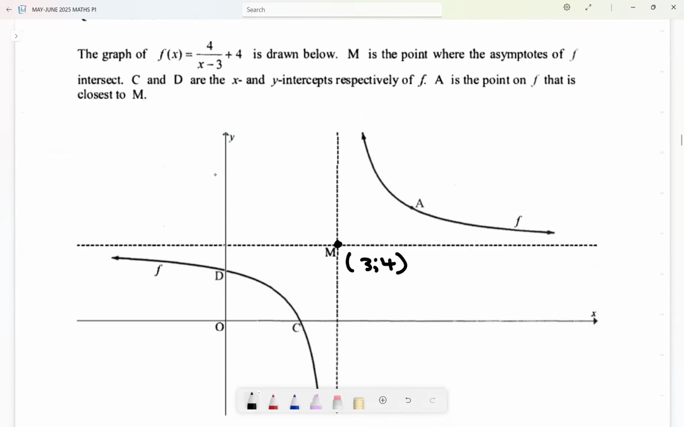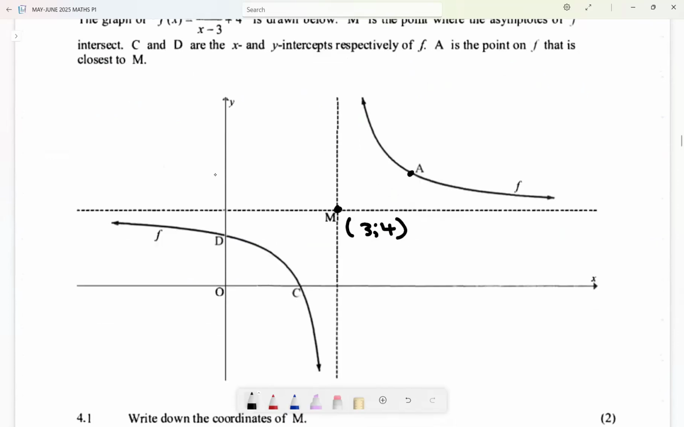I'm just collecting what I have. And then C and D are x and y intercept respectively, okay? C and D are just x and y intercept. A is a point on F that is closest to M. Okay, this point is closest to M, almost to M, but not to M. Closest, sharp.